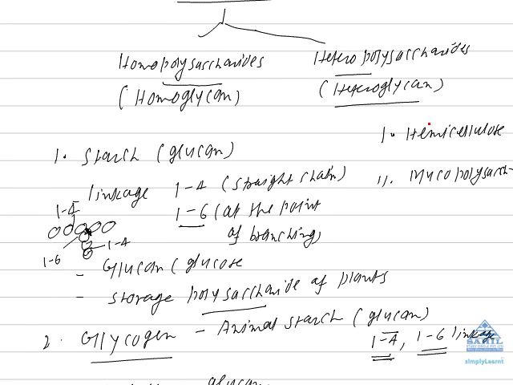Some important examples of heteropolysaccharide, which has dissimilar type of sugar units, is hemicellulose, which contains xylose, arabinose, and other types of sugar units. Hemicellulose is found in association with cellulose in plant cell wall. Similarly, mucopolysaccharide is also example of heteropolysaccharide. It contains many types of sugar units. Essentially, it may contain acidic sugars, as well as amino sugars.